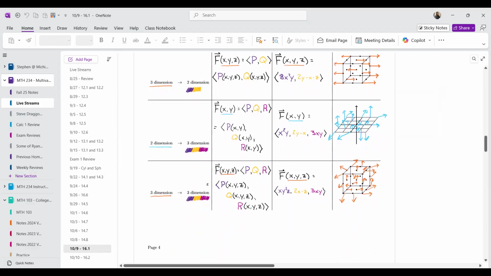Okay, thanks, computer. And if we're in 3 dimensions, PQR for the X, Y, and Z components.